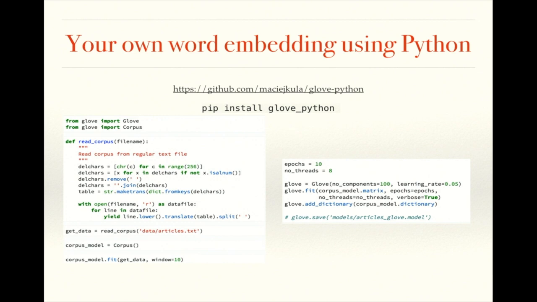Then we instantiate the Corpus class and feed our clean text to the model that creates this matrix. You can see in the line corpus model fit, get data, and there's a window of 10. The window of 10 says how many words before and after my central word I should consider as the context of that central word.